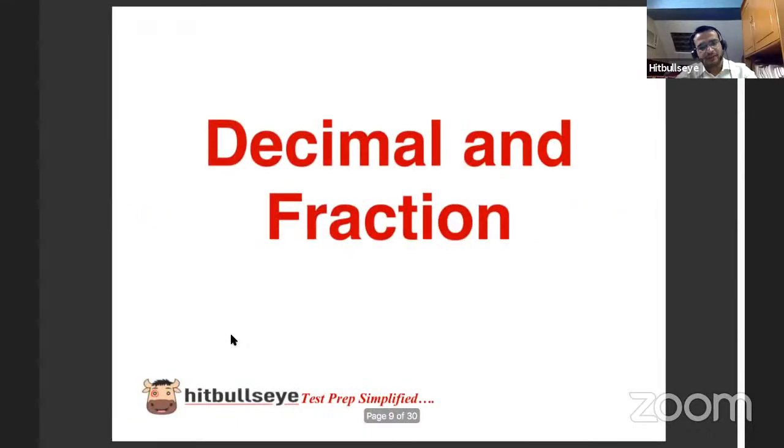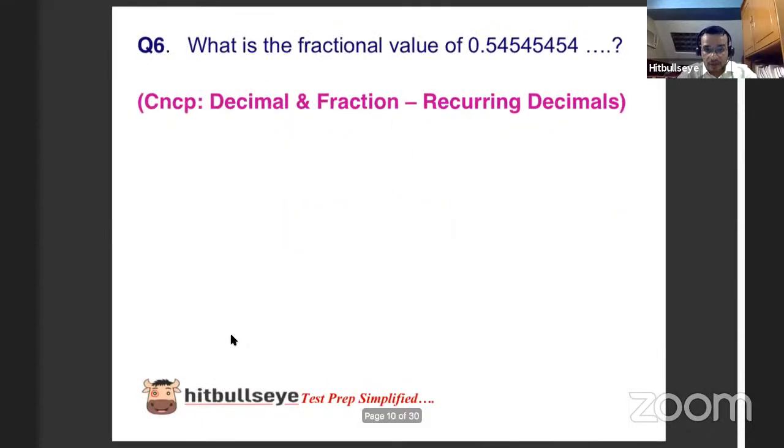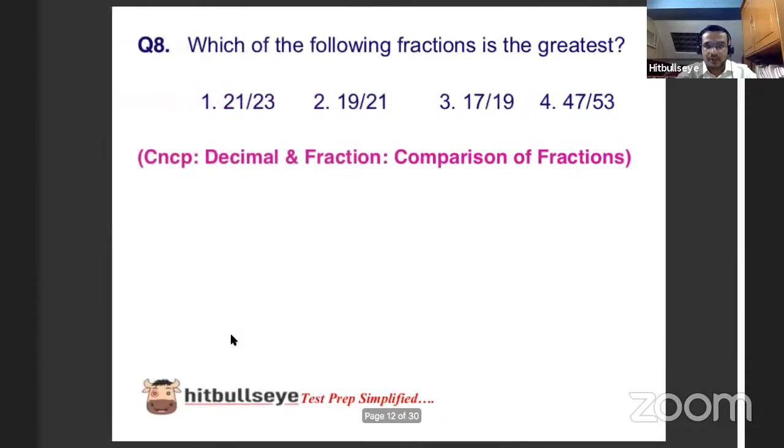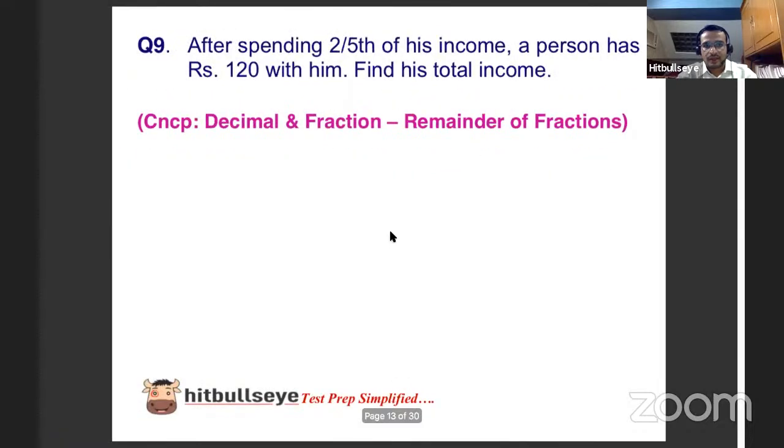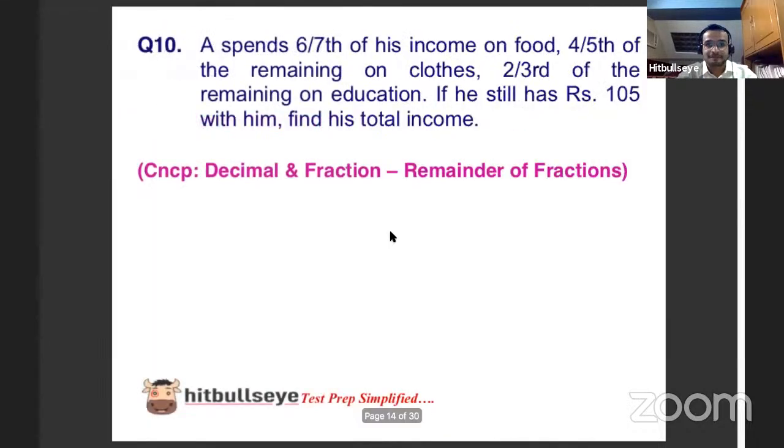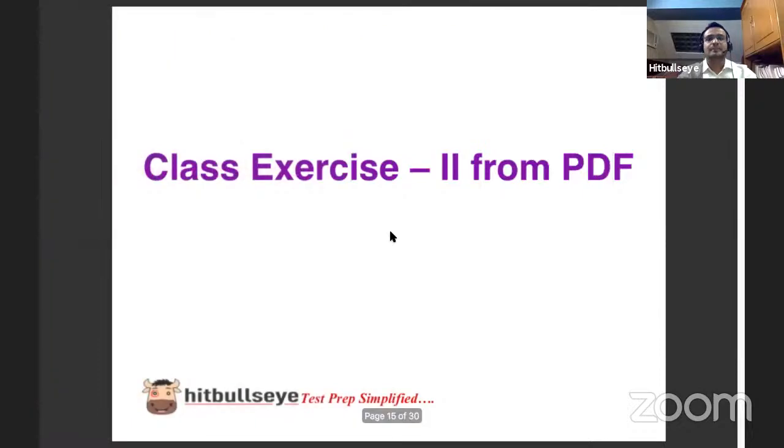Then we came to the decimal and fraction: how to convert a decimal to a fraction, the formula for that, and the repeating and non-repeating, which of the two is greatest. And how do we find the total income, what is spent, what is the leftover, and how do we equate? Again, the same thing. And then we saw the class exercise. So that is what we learned today.